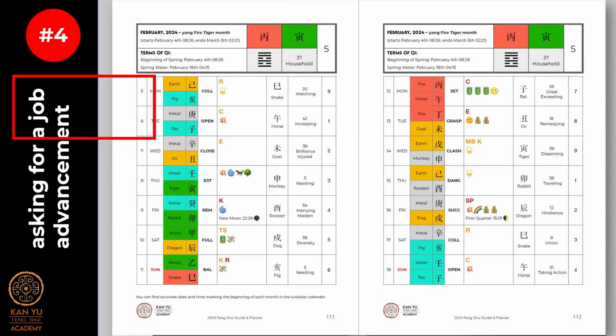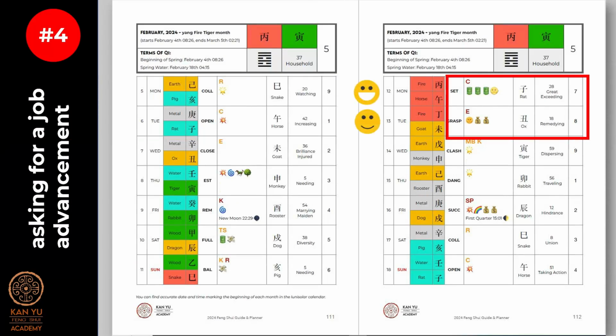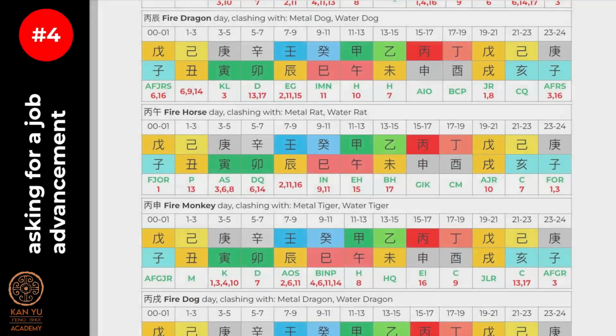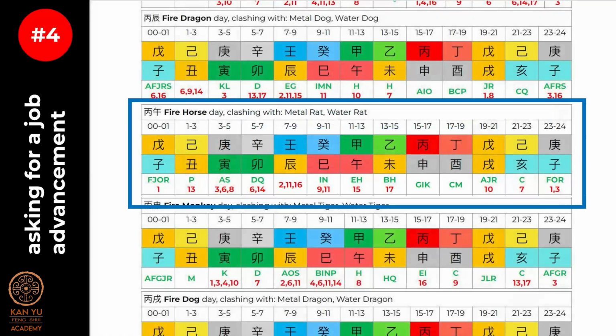Let's move to the next activity, asking for job advancement or salary increase. We have to be very careful and calculate the best possible hour. We already found 2 very good days, Monday 12th, which is the best, and Tuesday 13th, which is still very good. Let's start with Monday 12th, which is a Yang Fire Horse day. We move to the Yang Fire page and then look for the Yang Fire Horse hour table.